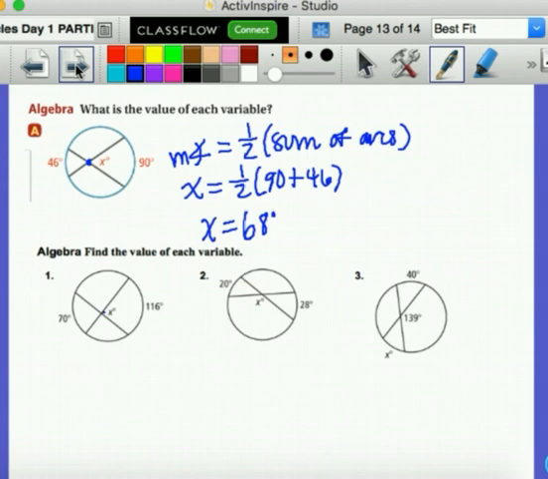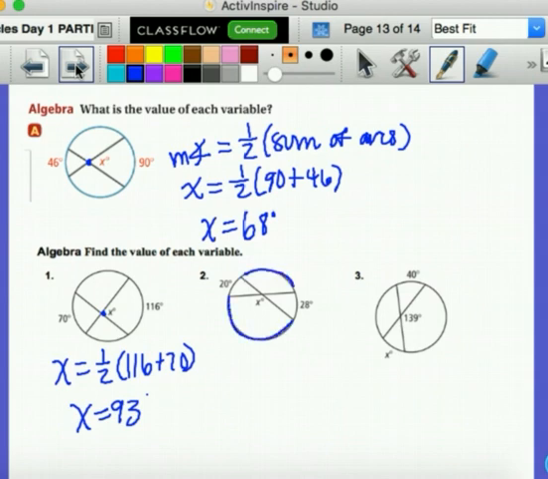For the next one, same thing, our vertex is inside the circle but not at the center. So X should equal half the sum of the two parts. So half of 116 plus 70 gives us an X value of 93 degrees. Now notice for this particular picture, I don't know this arc and this arc. So what I'm going to do instead is place a Y value here, and if I can figure out what Y is, X and Y are a linear pair, so I can just subtract from 180 to figure out my final answer.